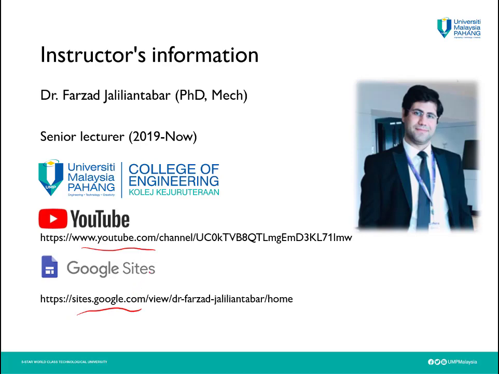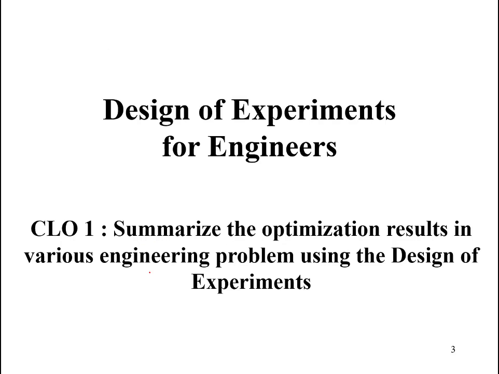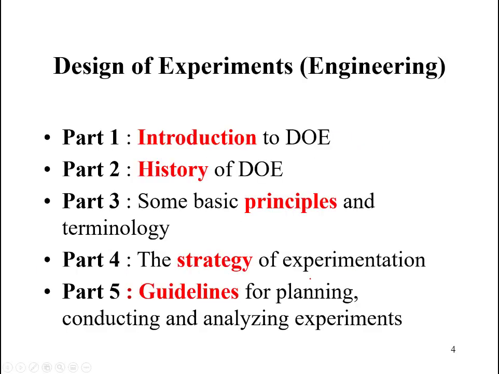Okay, so let's go to our subject. This session is related to the course learning outcome number 1, which is about design of experiments for engineers. We will summarize the optimization results in various engineering problems using the design of experiments, and it will start by an introduction to design of experiment.